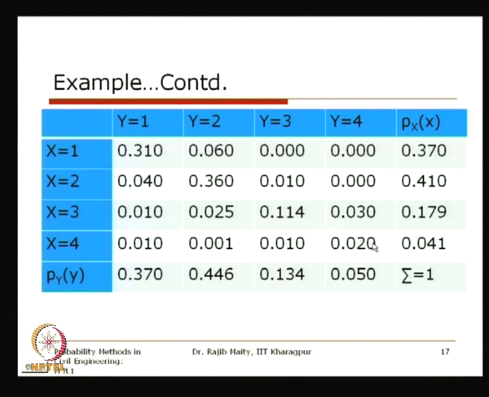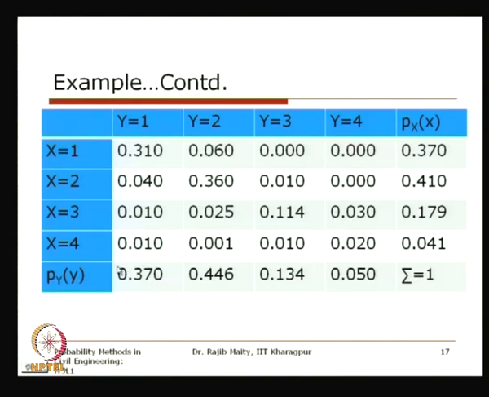Now, to solve the problem, only this 4 by 4 matrix is sufficient for us. There is one more piece of additional information given here, which is pxx and pyy. These are nothing but the summations of the individual rows, and the summations of the individual columns.